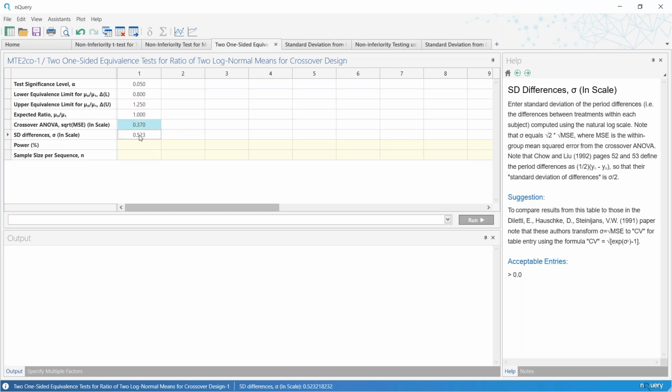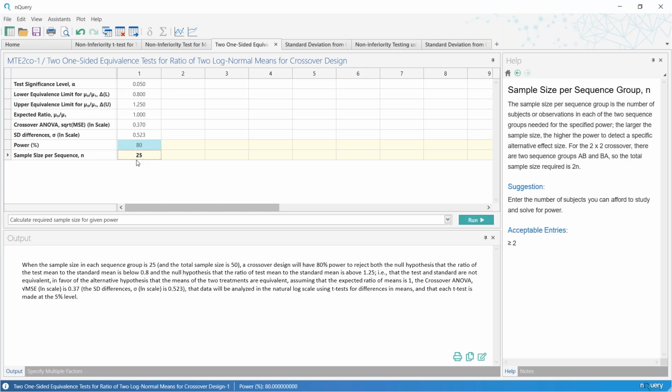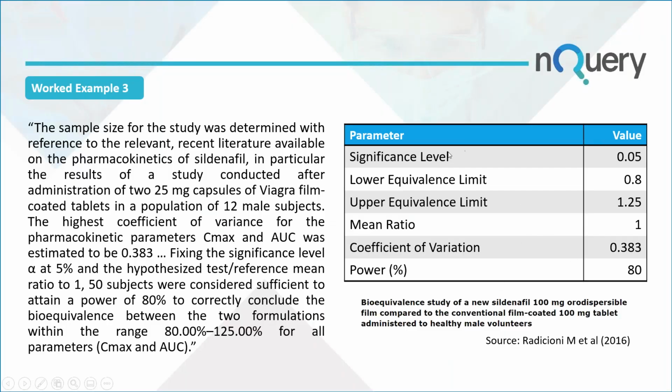So we input that there, and you can also see we automatically calculate the standard deviation of the differences, and then we enter our power of 80%. In this case, you can see that we get the same sample size as required by these authors. Here is the coefficient of variation, given on the proportion scale, but remember, this could have been on the percentage scale, like 38.3%. They require 25 per sequence, and there are 2 sequences in a 2x2 trial, so 25 by 2 is 50 subjects.